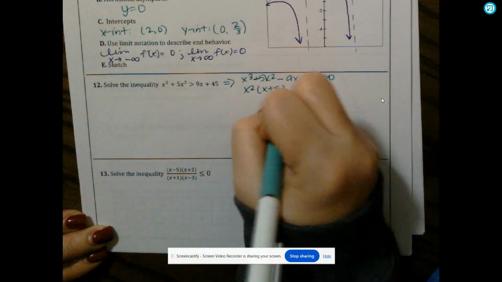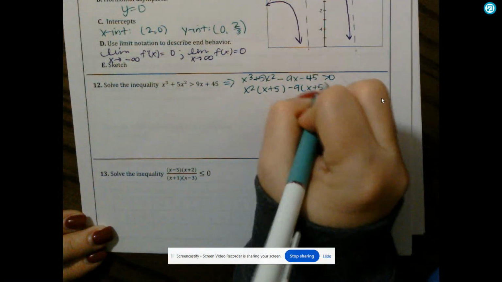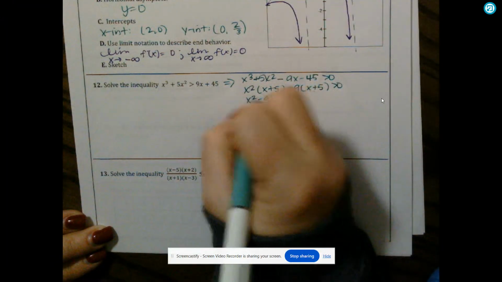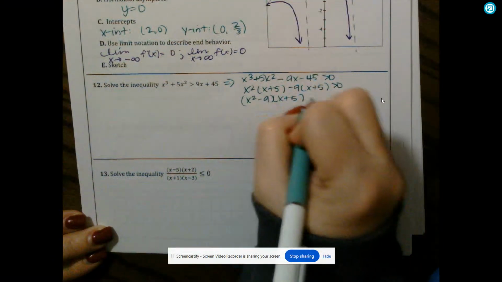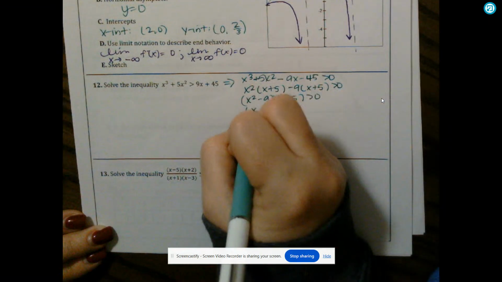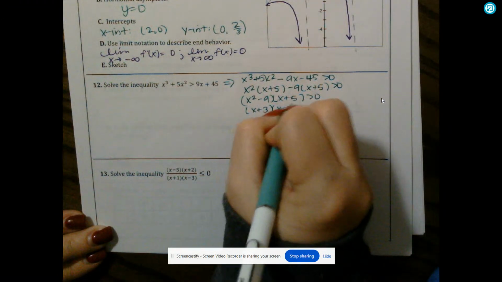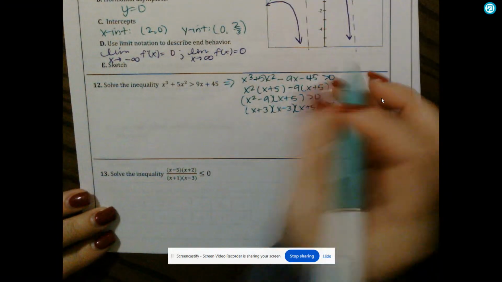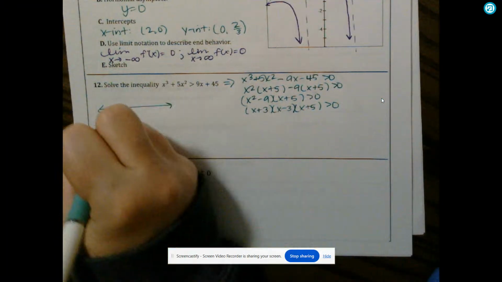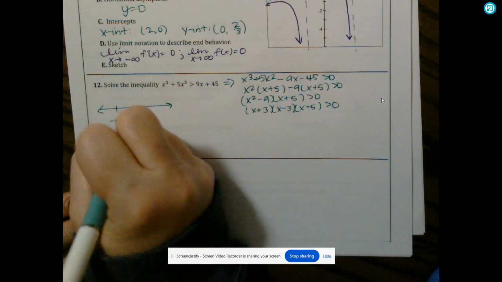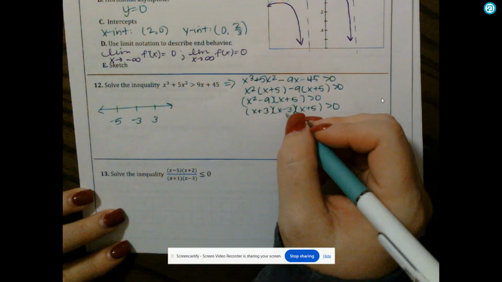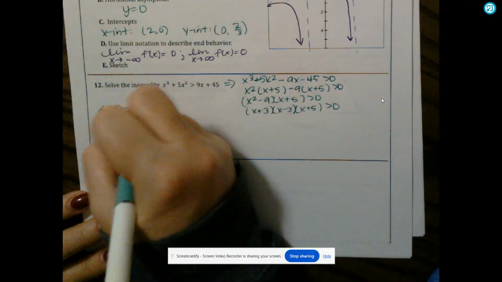We're going to factor by grouping here. So that gives me x squared minus 9 and x plus 5. And then x squared minus 9 will go again. Okay, so then over here on my sign analysis, I have -5, -3, and +3. Those are my 3 zeros. None of them are happening more than once.